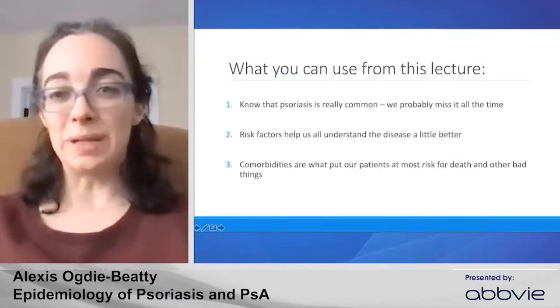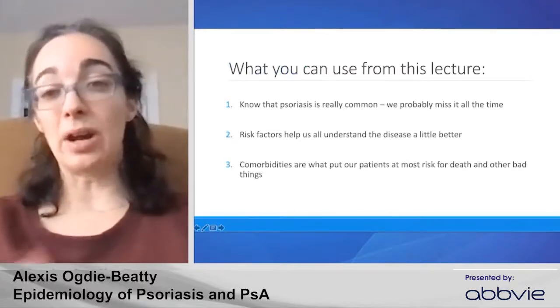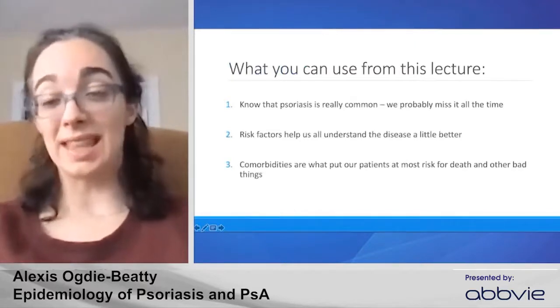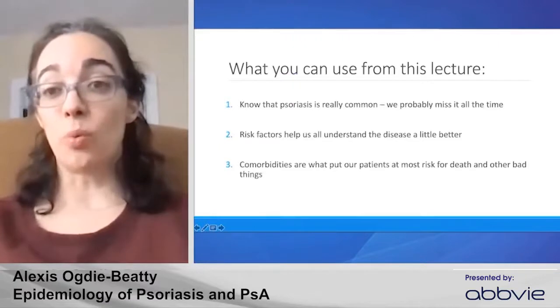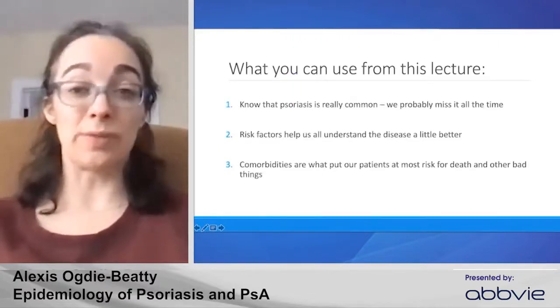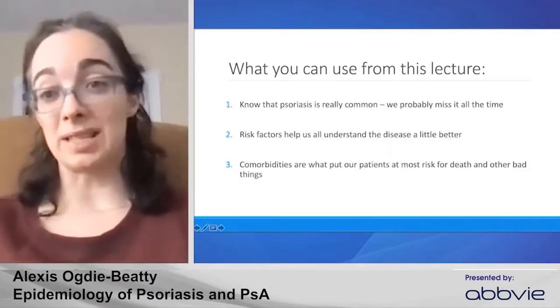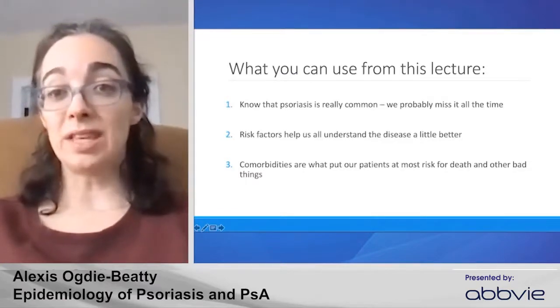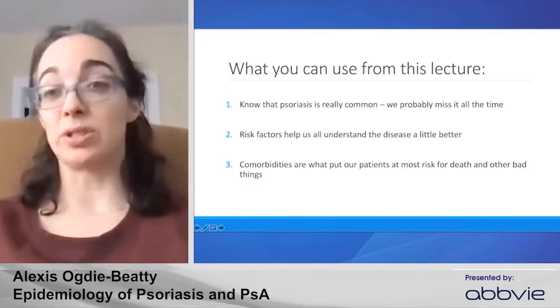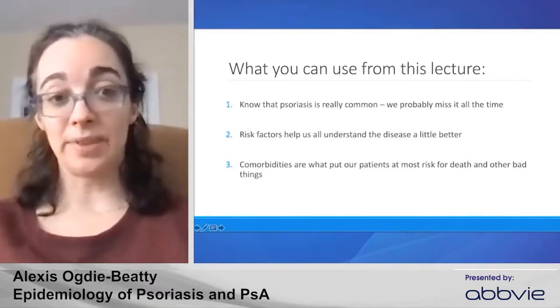So when I think about the epidemiology of a disease, I think about how common is it, so the prevalence and the incidence. In addition, what leads to the disease, so risk factors for disease, and then associations with disease, so comorbidities in this particular case. So I'm going to cover these three different topics today within psoriasis and psoriatic arthritis.